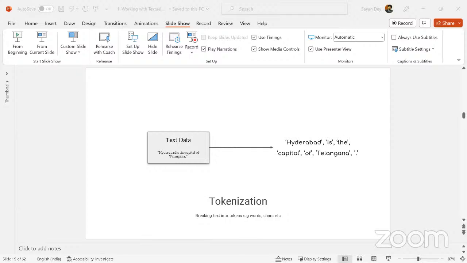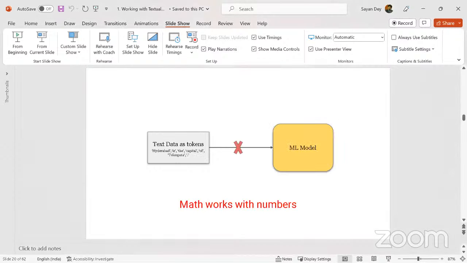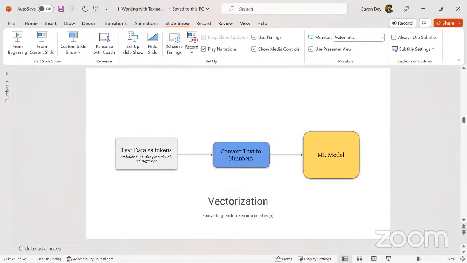You can look at a small example of how we do that. We already named this thing called tokenization a while back. The text data that we have is "Hyderabad is the capital of Telangana." The very first step is that we implement something called tokenization, and using that we break our text data into tokens. And then we take those tokens and enter them into the ML model.